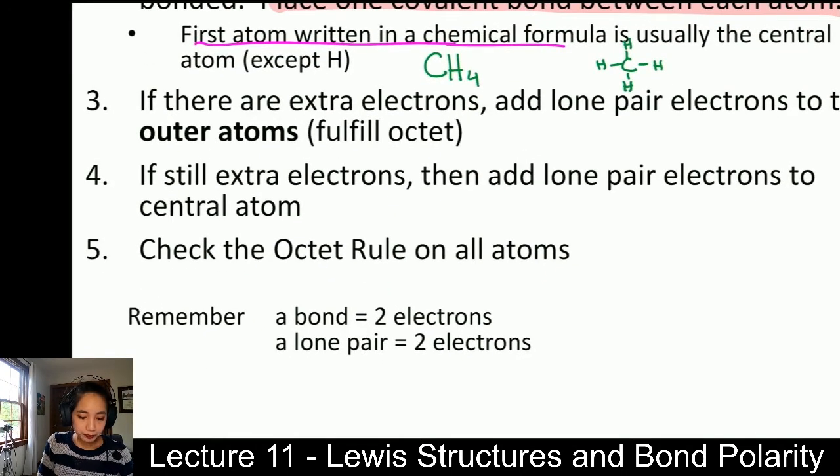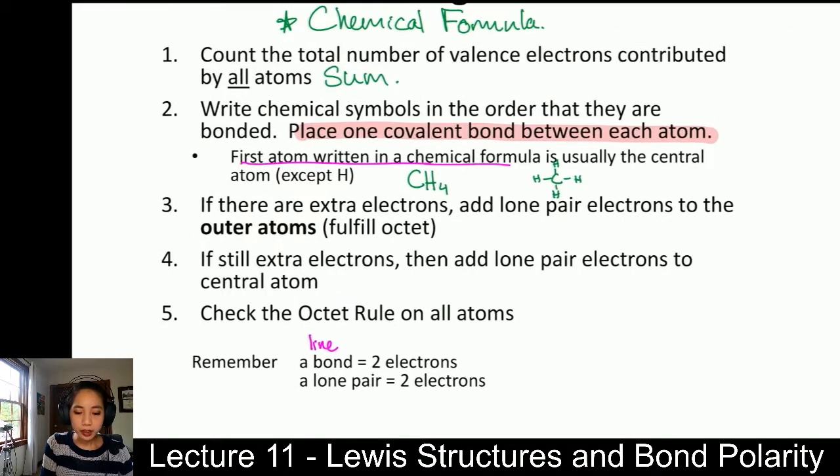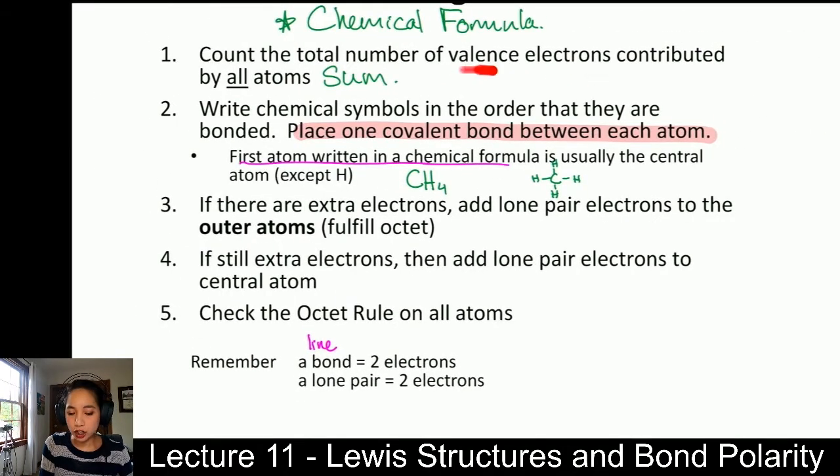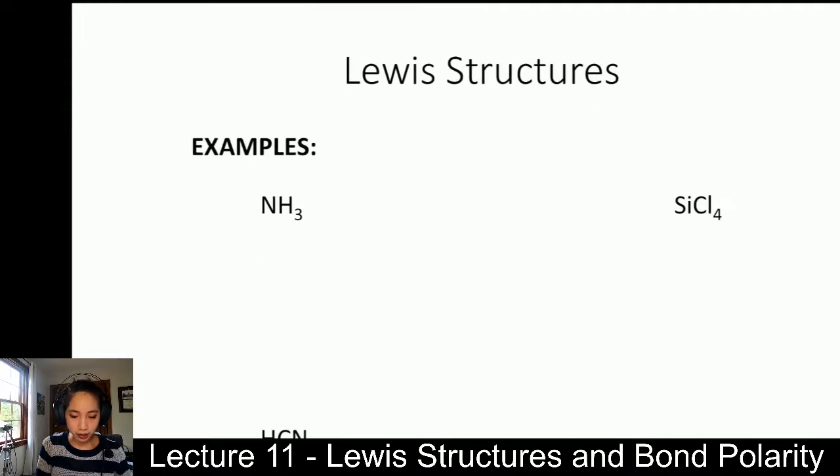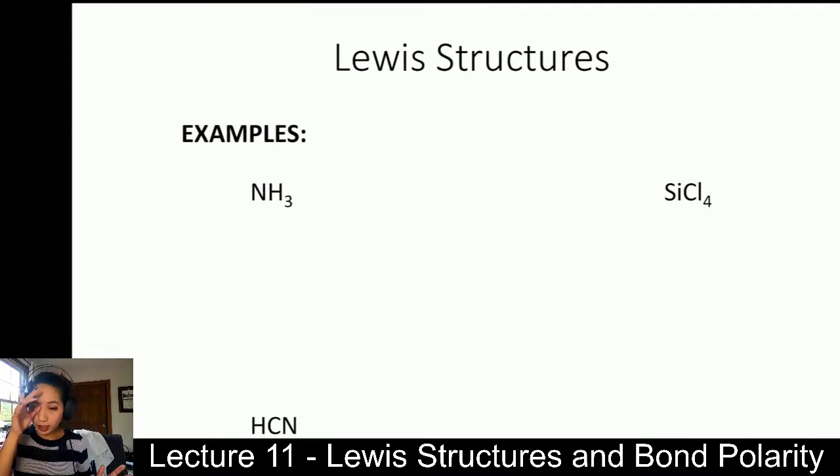But remember that whenever you draw a covalent bond or a line, that equals 2 electrons. And then whenever you draw a lone pair, that also equals 2 electrons. So each time you're making a bond, you use up 2 electrons from your valence electron sum from that first step. So I think it's best to just do this in practice. So we'll do a lot of practice here. So let's do some examples here.